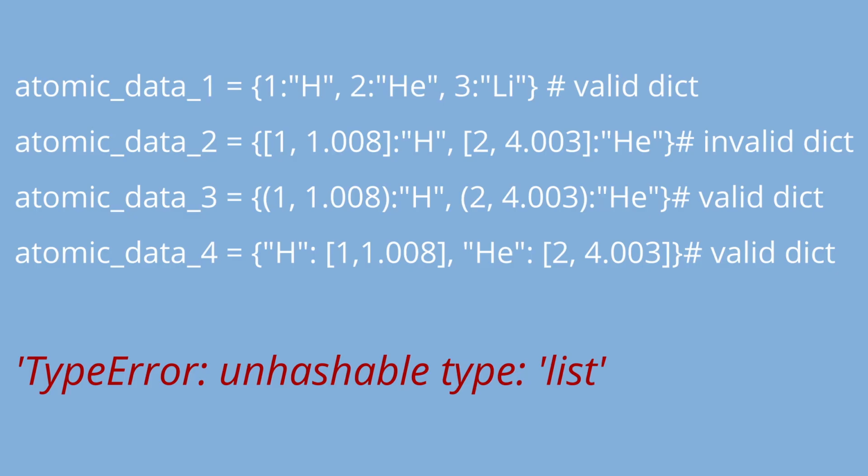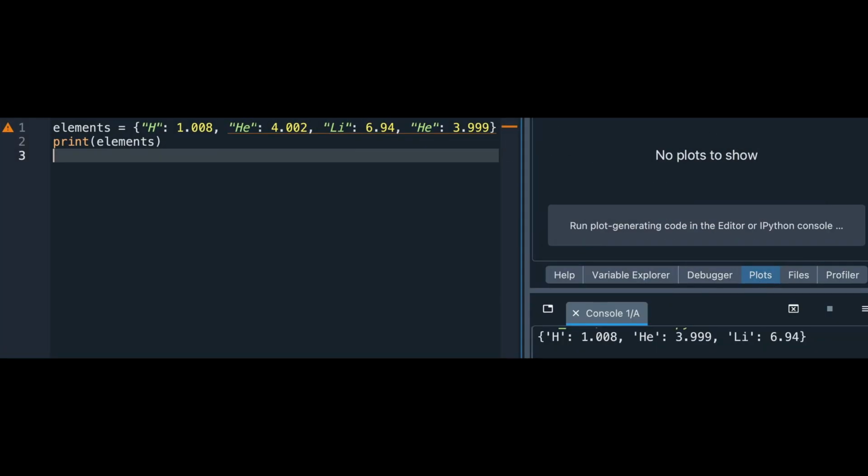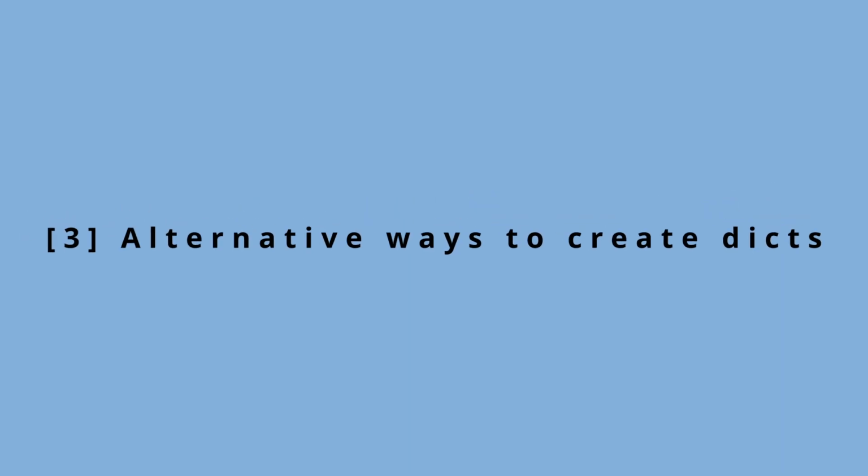You don't need to fully understand hashing right now. Just remember, keys must be immutable and unique. What if you accidentally repeat a key? Python will keep only the last value. So if you have duplicate keys in the literal, the earlier ones get silently overwritten. Your editor may warn you, but Python won't stop you.